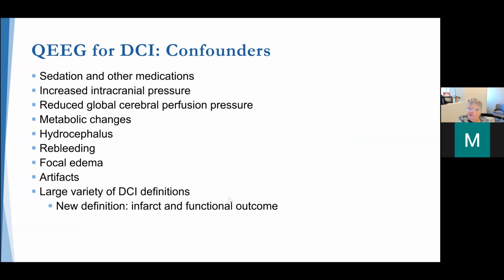So there are several confounders for quantitative EEG for delayed cerebral ischemia. Almost anything that affects the EEG can decrease the sensitivity: sedation, increased intracerebral pressure, reductions in perfusion pressure overall, metabolic changes, hydrocephalus, focal edema, artifacts. And so you need to have a systematic approach when you see these changes on quantitative EEG to make sure that there is no other cause for the changes that you're seeing on the EEG.